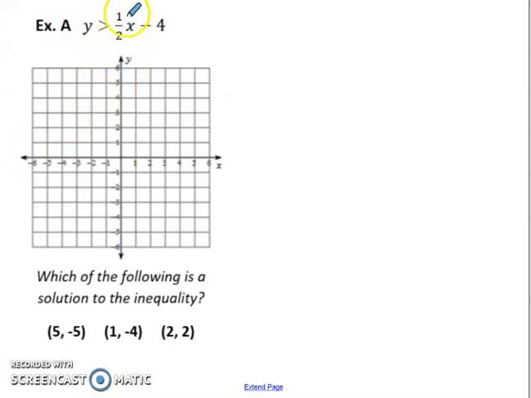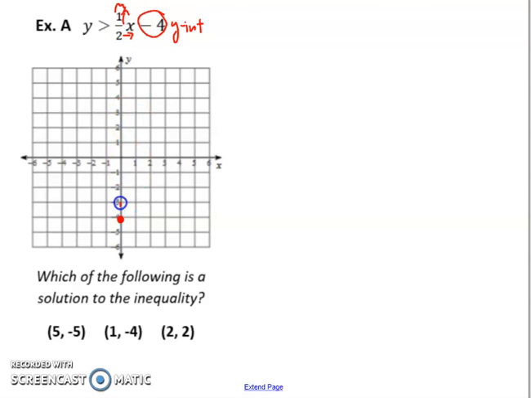Example A, y is greater than 1/2 x minus 4. This is mx plus b, right? So here's our y-intercept, which is always what I plot first. Y-intercept means the first point on my y-axis, and so I go to -4, plot my point. Okay, m is our slope, and this is our driving direction, so it's +1, so I go up 1, and I go to the right 2.